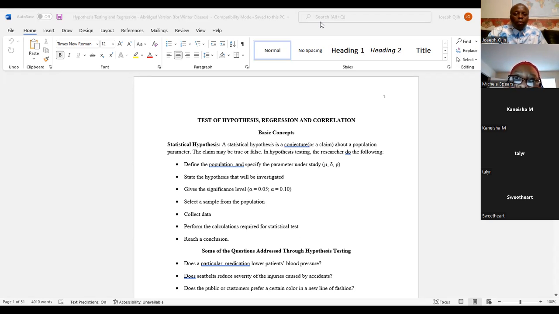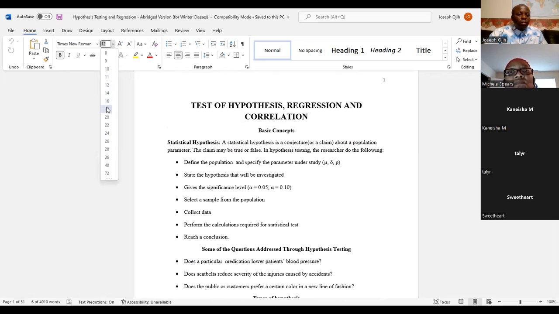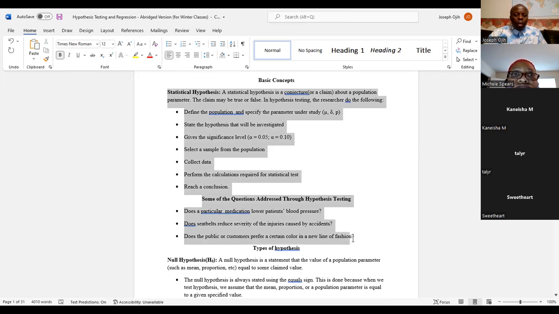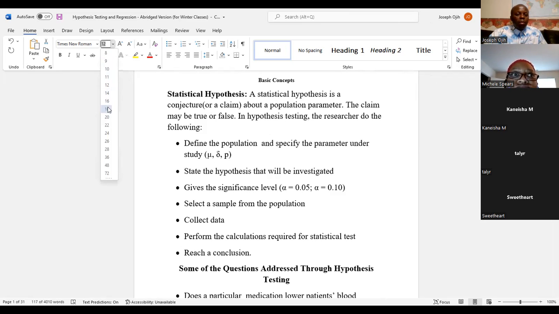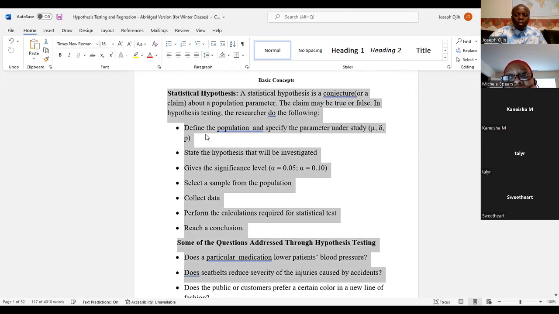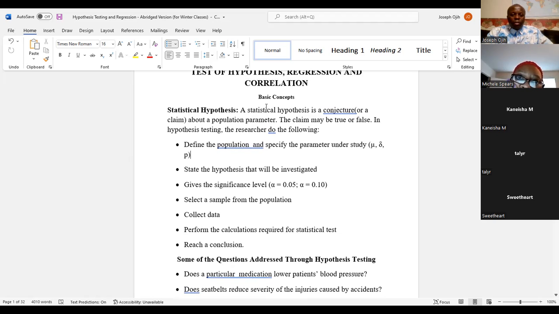Now let me share what we'll be doing in a few minutes. Can you see the screen? Yes. Test of hypothesis, regression, and correlation. Now we'll start with statistical hypothesis testing. I'll give you the introduction, maybe on Tuesday, since it's Monday. It's a public holiday, right? Correct. All right, let's see. Since you can see there, everything.